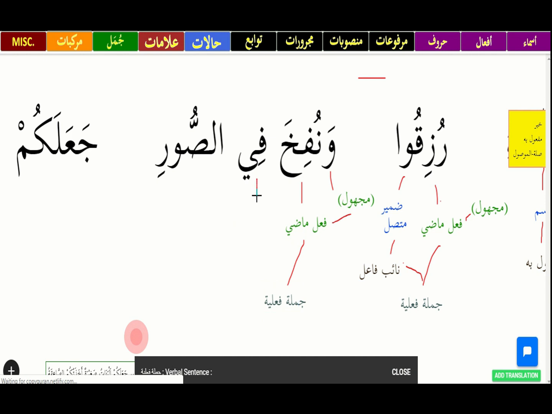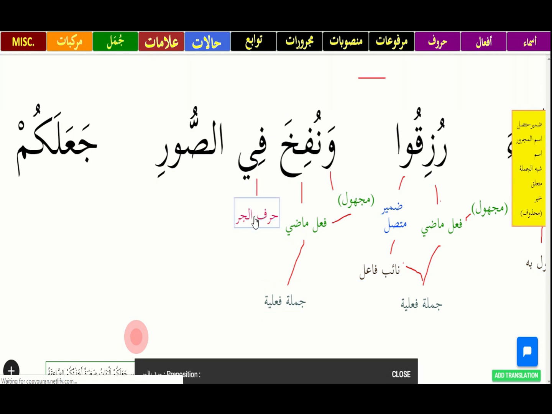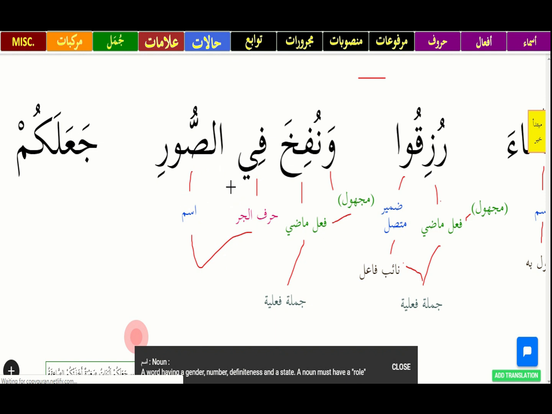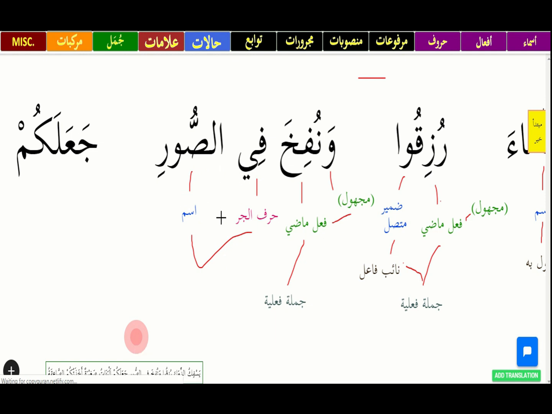And the word fi, that is a harf, so it's harful jar. The word asur is a noun. So these two are connected together, and they have no relationship to our sentence. They are separate to our sentence. So our sentence is this verb, but we need to find the second part of this verbal sentence, and we will find inside of this verb over here.